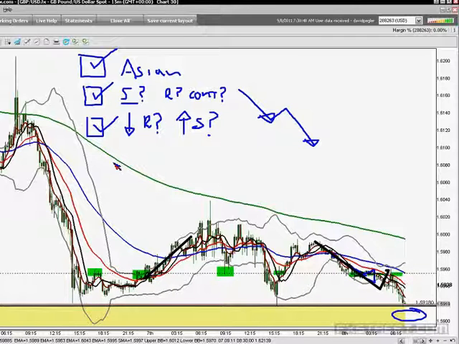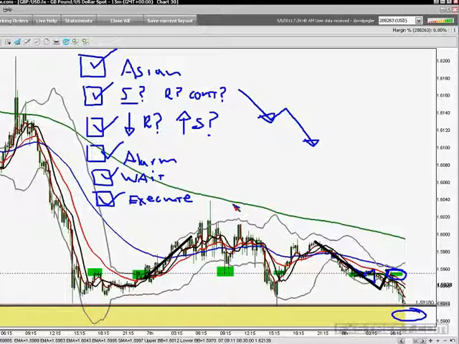Next thing you're doing, check that box. Then after your alarm is set, you wait. Right, waiting done. Okay, price hits alarm. Execute. Done. Job done. Pre-London continuation trade handled. The same exact trade presented itself yesterday, just on the upside.